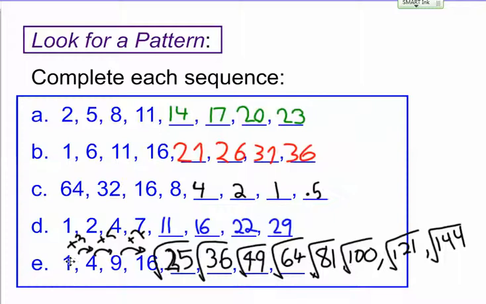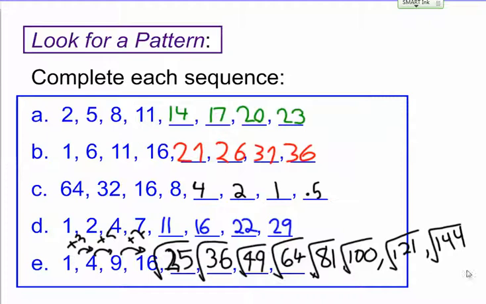In other words, 1 is 1 squared. 4 is 2 squared. 9 is 3 squared. 16 is 4 squared. And remember, squaring a number means to multiply by itself. So if I see that pattern, I can get the next numbers really quickly because I know 5 times 5 is 25, 6 times 6 is 36, 7 times 7 is 49, 8 times 8 is 64, etc.